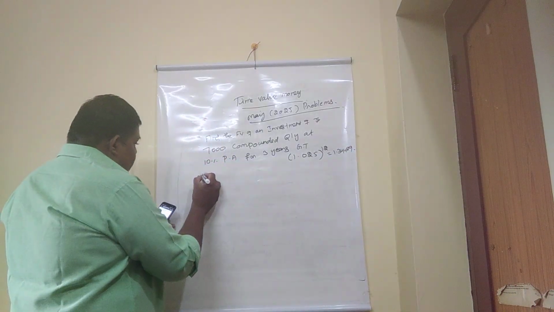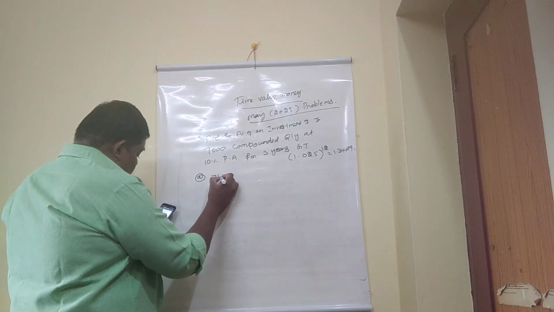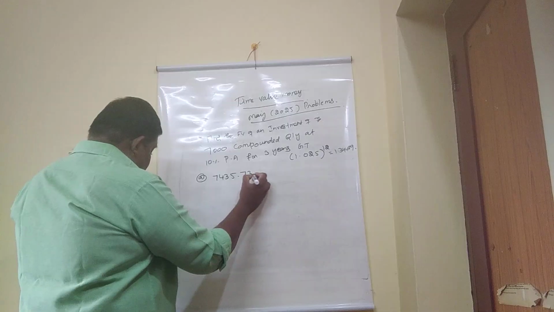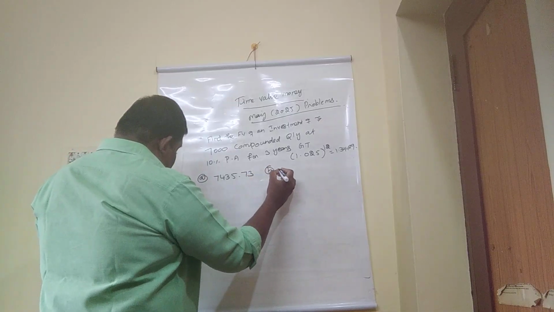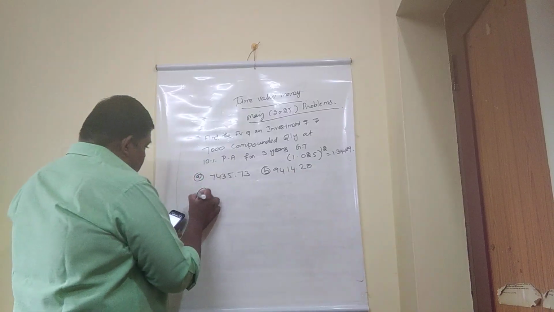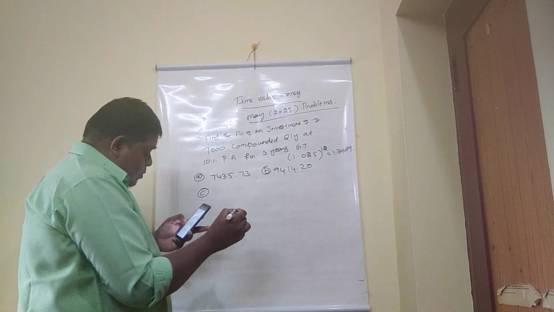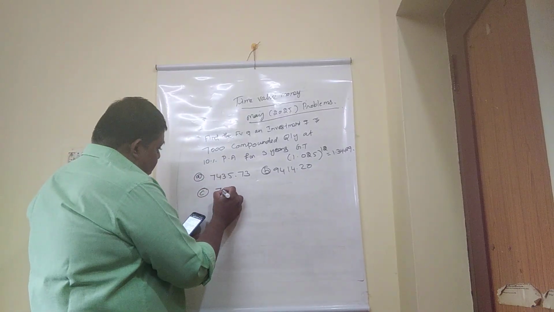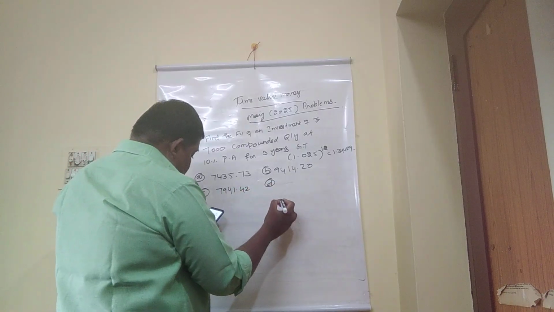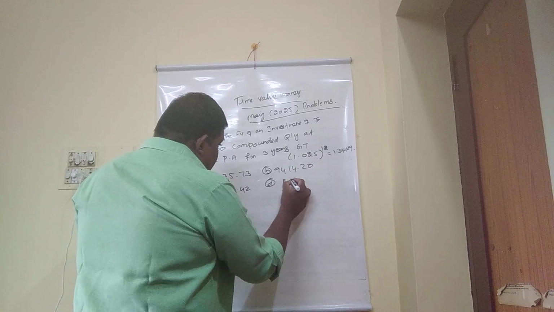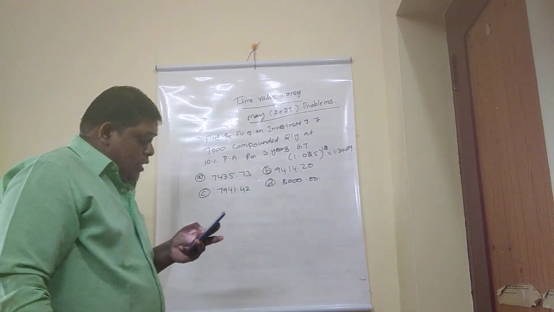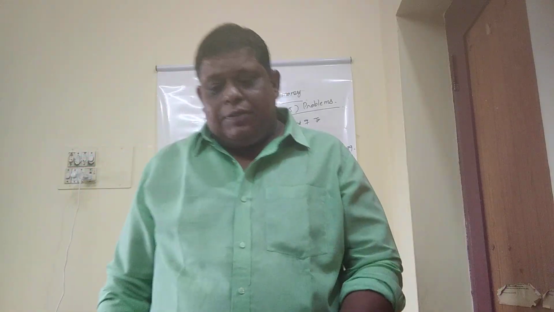Now option A, 7435.73. Option B, 9414.20. Option C, 7941.42, and option D, 8000. Okay, option D is 8000. Okay, listen.